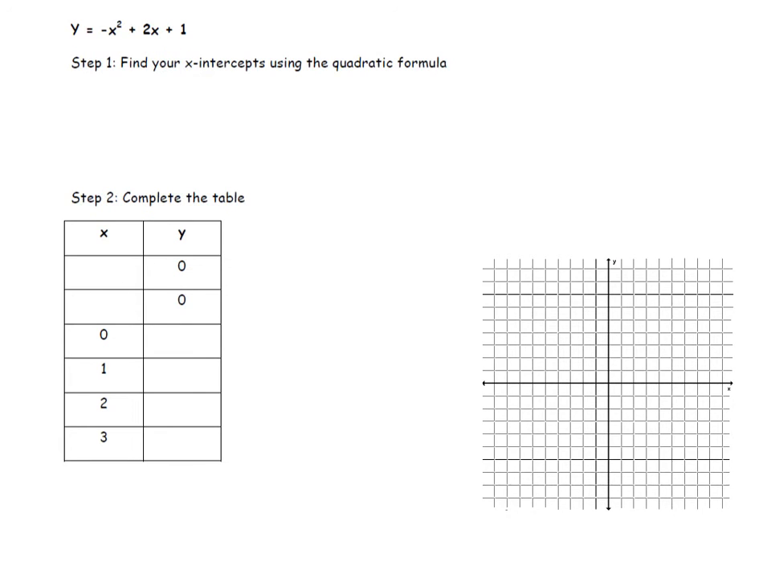Okay, so this second example is going to fit on our coordinate plane better, and we're going to go ahead and do the same type of thing we did on the previous one. We're going to find our x-intercepts, and then we're going to complete the table and graph our parabola. So let's start by listing our values of a, b, and c. Okay, hopefully you listed those already. Here we go, -1, 2, and +1.